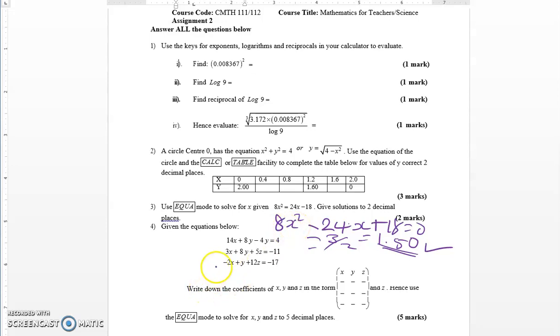So let's take number 4. Given the equations below, we have 14x plus 8y minus 4z equals 4. 3x plus 8y plus 5z equals negative 11. Negative 2x plus y plus 18z equals negative 17. So you are to write down the coefficients of x, y and z. You can pause the video and try to write the coefficients of these numbers. What do you think should be the coefficients of x, y and z?